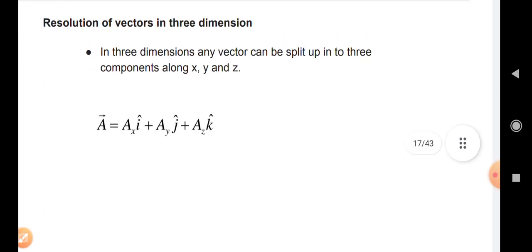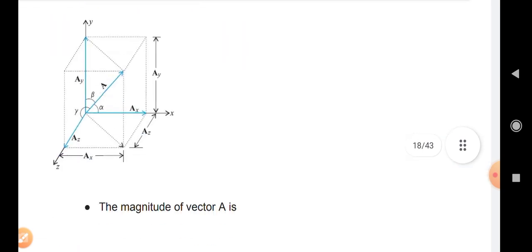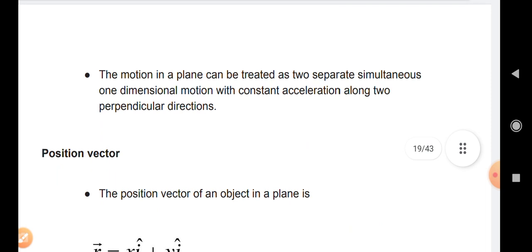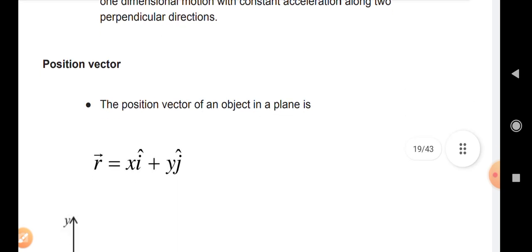Splitting of a vector into its components is known as resolution of a vector. The motion in a plane can be treated as two separate, simultaneous one-dimensional motions with constant acceleration along two perpendicular directions.